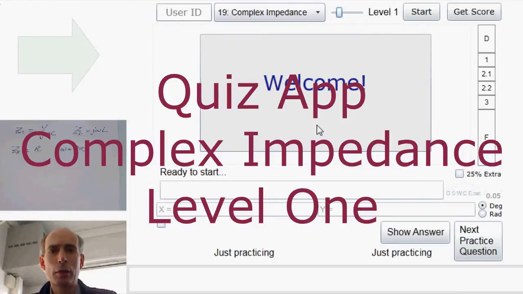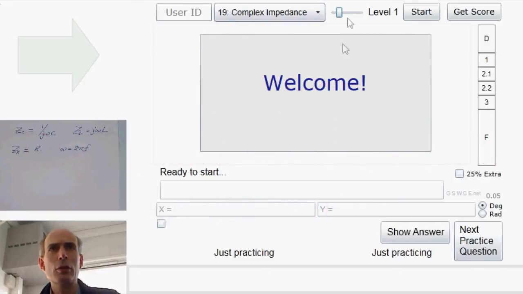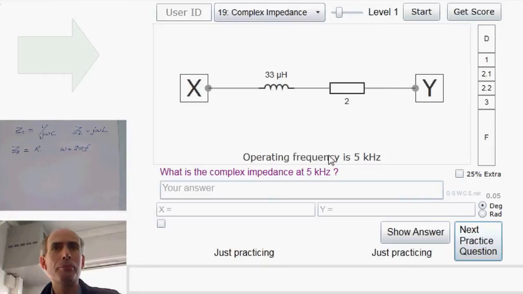This time we'll be looking at level 1 questions about complex impedance, and these get quite a bit trickier than the level 0 ones. Start with the first one. Right, well this is fairly straightforward.